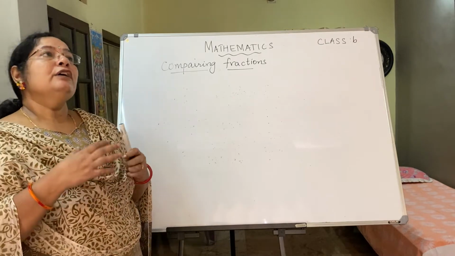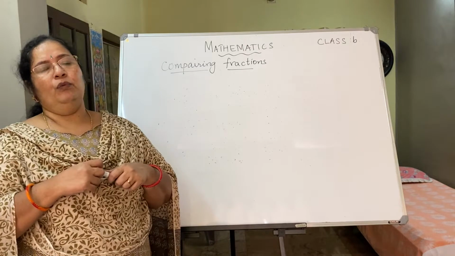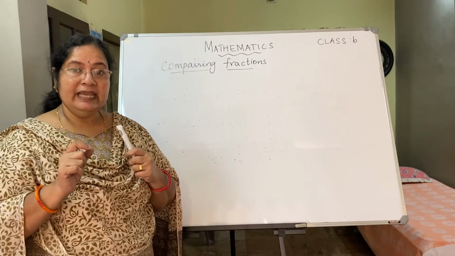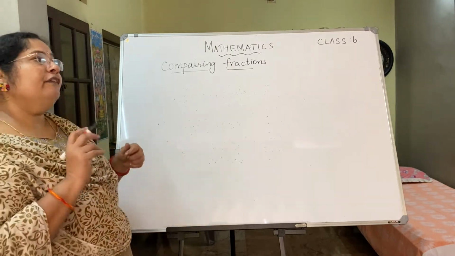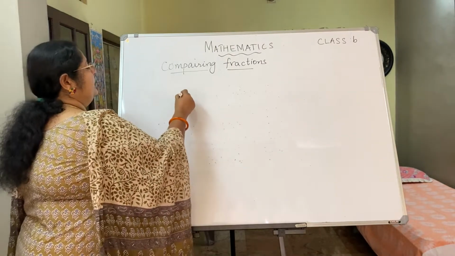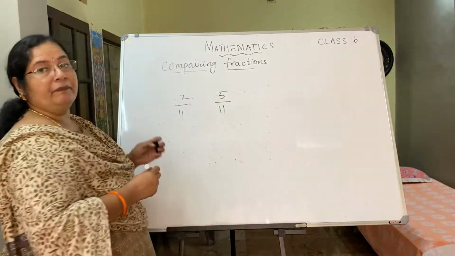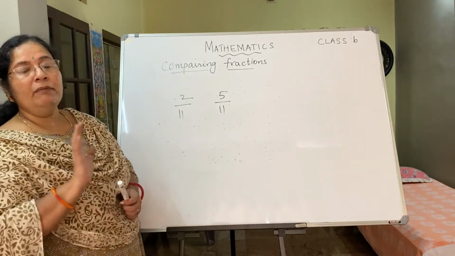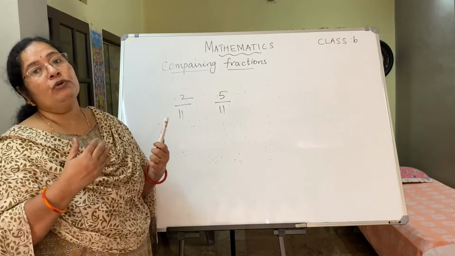Okay. So given two like fractions. What are like fractions? Fractions which have the same denominator are called like fractions. Suppose you are given 2 by 11 and 5 by 11. See here, both the denominators are the same, so they form like fractions. So if like fractions are given, how to compare them?